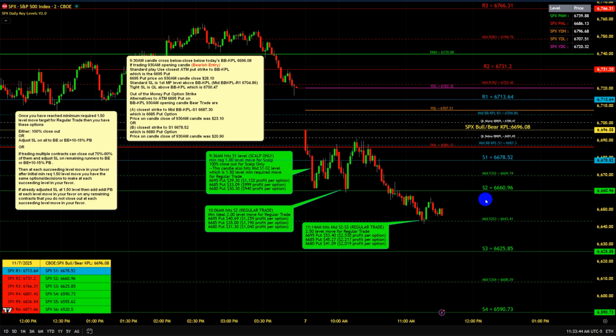And the same thing on these S levels. If we were taking a bullish trade off of S2, then our standard stop loss is the midpoint below the mid S2, S3.